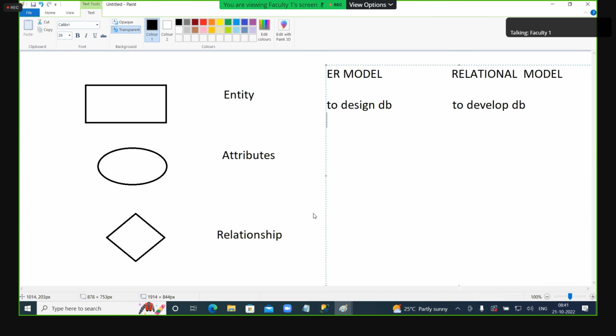Another one. In the ER model, what are there? Entities are there. Entities are converted into what? Tables. Next, attributes. Attributes are converted into what? Fields or columns. Next, relationship. Relationship is converted into foreign key.